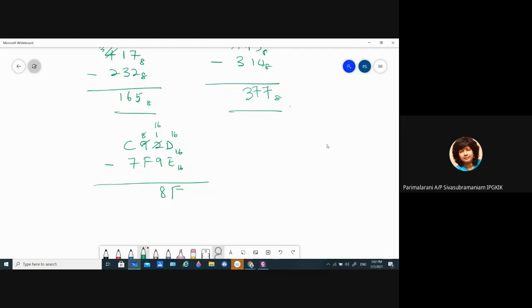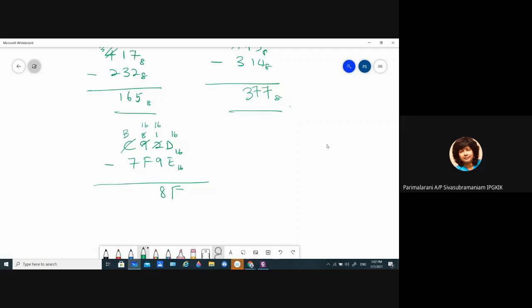So here we have 8 minus F. 8 cannot minus F. Okay. So we need to regroup. C, when you minus 1, it becomes B. Okay. C minus 1 becomes B. Or you can think C is 12. 12 minus 1 becomes 11. 11 is B. Okay. So here you have a 16. Okay. 16 minus F. F is 16. So 16 minus 16 is 8. Sorry, 16 minus 16 is 0 and you have an 8 there.